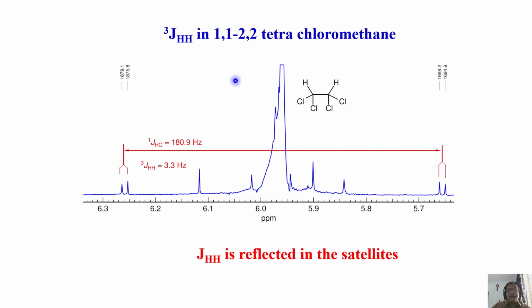This is another molecule, 1,1,2,2-tetrachloroethane. Now, if you look at the protonated molecule, this is what it is. These are some other impurities, etc. You don't need to worry. And these two satellites, center to center, correspond to the CH coupling, and analysis of the doublet of the satellites gives you the HH coupling. Very clear, right? So we were able to get CH coupling, HH coupling, all those things. All we have been doing is analyzing the satellites.